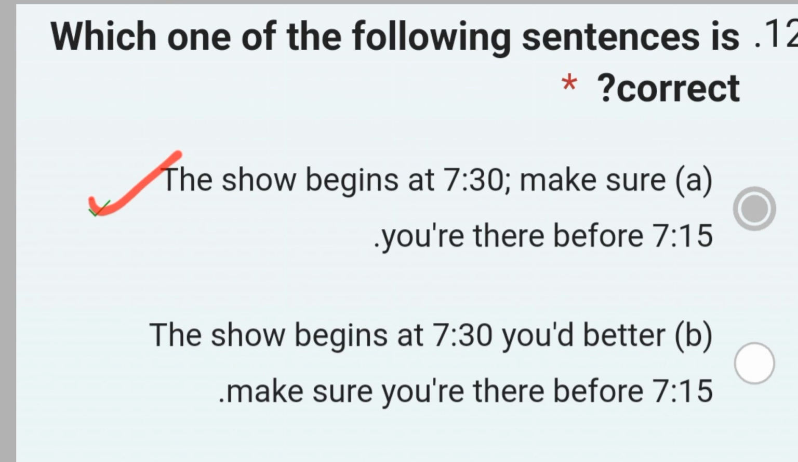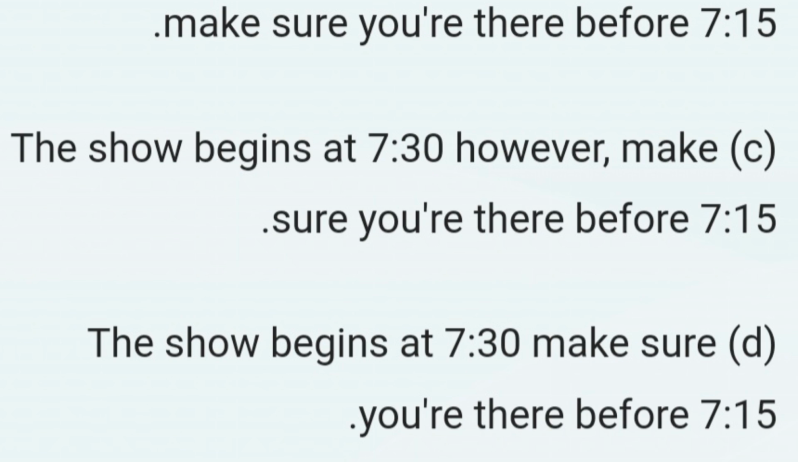12. Which one of the following sentences is correct? A. The show begins at 7:30. Make sure you're there before 7:15. B. The show begins at 7:30. You'd better make sure you're there before 7:15. C. The show begins at 7:30, however. Make sure you're there before 7:15. D. The show begins at 7:30. Make sure you're there before 7:15.